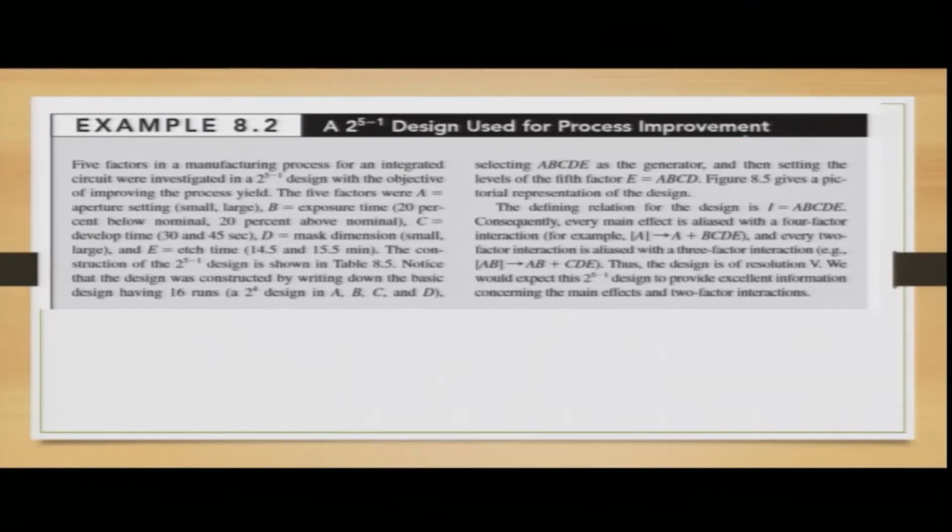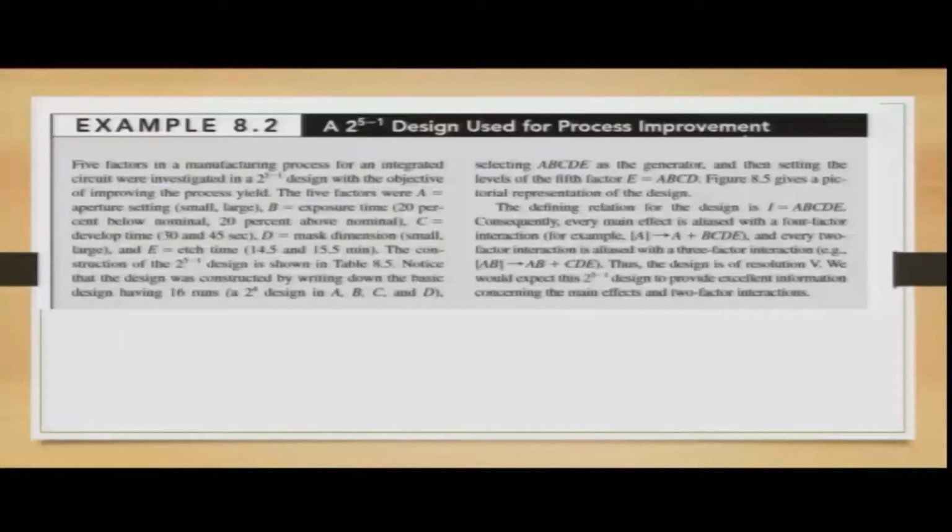Notice that the design was constructed by writing down the basic design of 16 runs, which is 2 to the power 4, because initially you can consider only A, B, C, D. Now, as I add another factor, it becomes 2 to the power 5. Now, selecting A, B, C, D, E as a generator, we are setting the combination in this way. Either you can combine them.